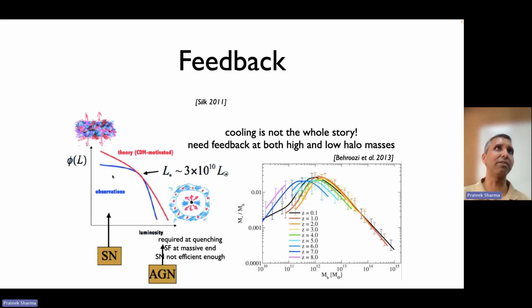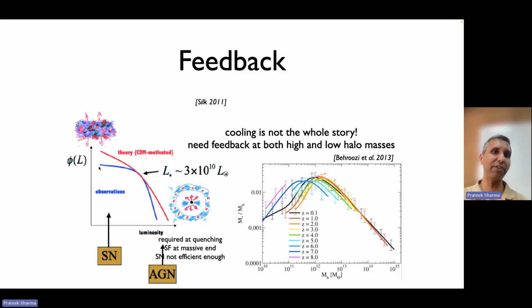So cooling is not the whole story, and you need feedback at both high and low mass halos. I think we have seen this figure before. What this shows in red is the halo mass function. If you just do an n-body simulation of dark matter halos and count the number of halos as a function of their mass, this is something like what you'll get. This is a power law with an exponential cutoff.